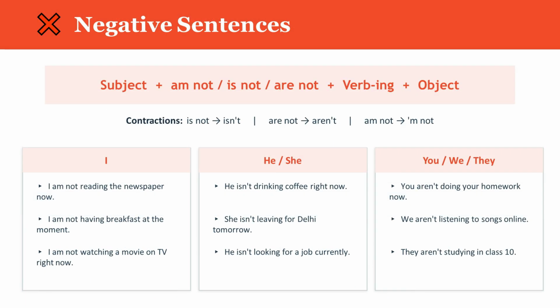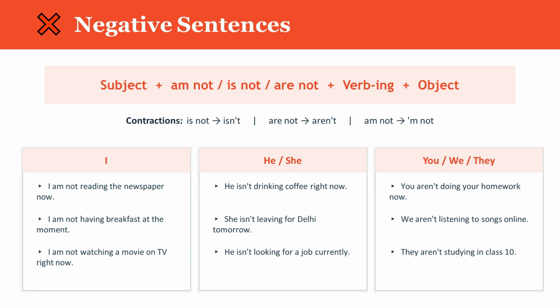Now let us learn how to make negative sentences using the present continuous tense. The structure is simple. Subject plus am not, is not, or are not, plus the verb with ing plus the object. We can also use contractions. Is not becomes isn't. Are not becomes aren't. Am not becomes I'm not.